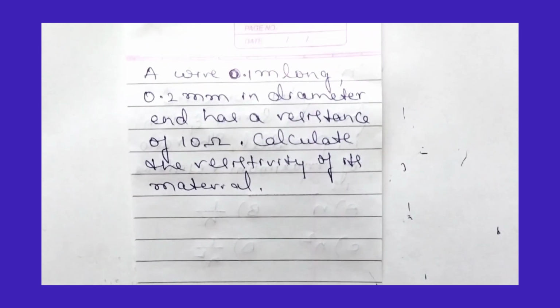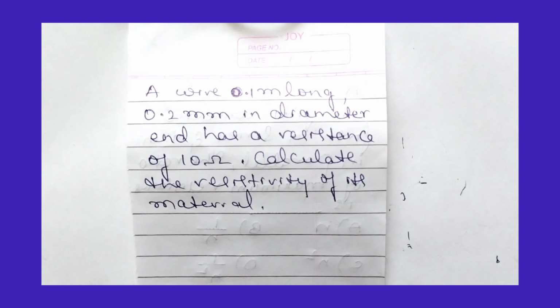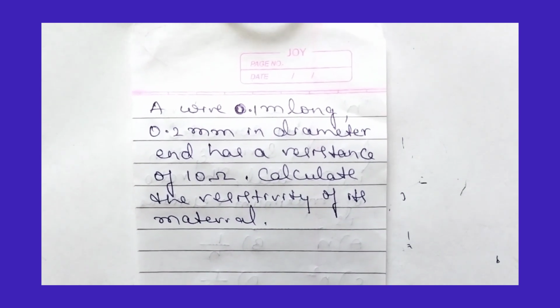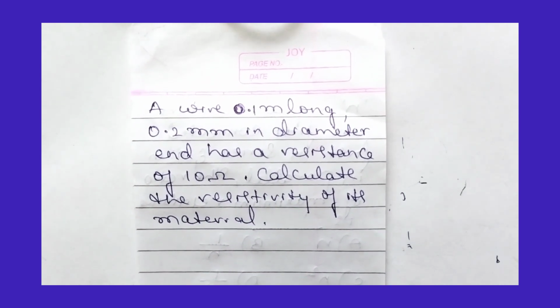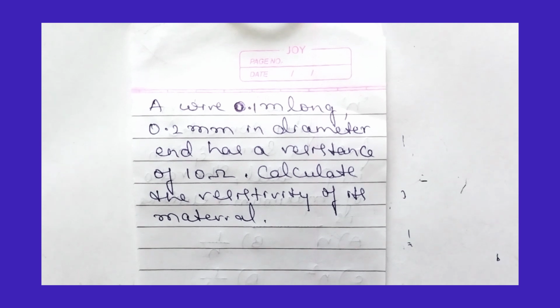So the next question is here. They have given a wire 0.1 meter long, 0.2 mm in diameter, and has a resistance of 10 ohm. Calculate the resistivity of its material. So now let us answer this question.